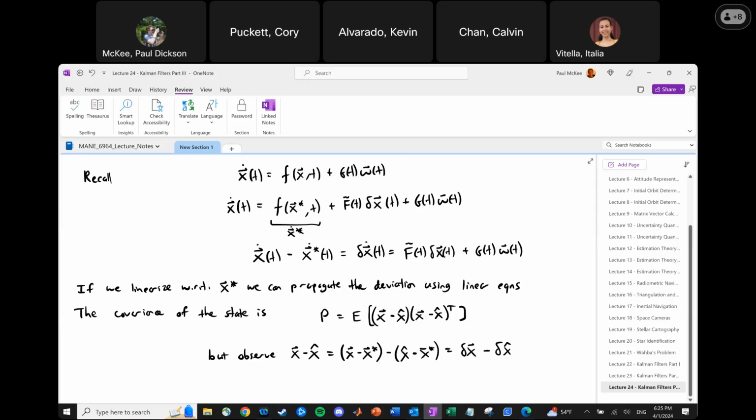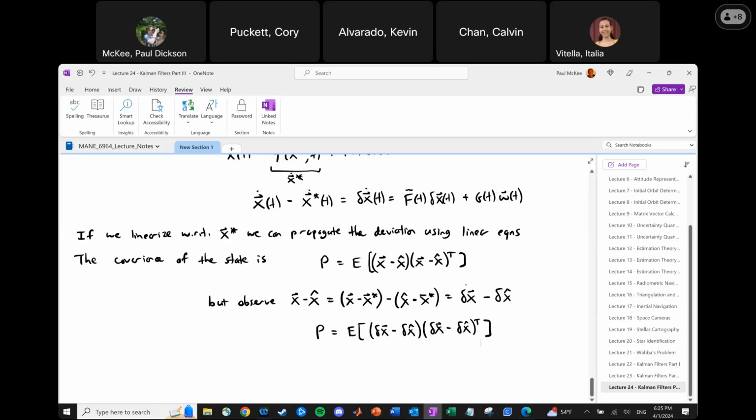So the difference between the state and our best guess is the same as the difference between the deviation and the best guess of our deviation. So we can just slide that into our covariance equation and say that P is the expected value of our deviation minus our best guess at the deviation, times deviation minus best guess at the deviation transpose. And now you might be thinking, Paul, I'm lost in the woods. I don't know where I am. Don't fret. We're actually done.